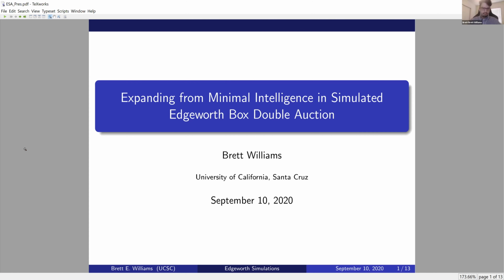So I'm Brett Williams. I'm a student at the University of California, Santa Cruz. So this is going to be a little different than the theme of this session. I was originally in the auction session, but a time conflict happened, so I just moved here. And so my topic is going to be more theory and simulations with regards to minimal intelligence traders in general equilibrium settings, specifically a simple Edgeworth box setting.